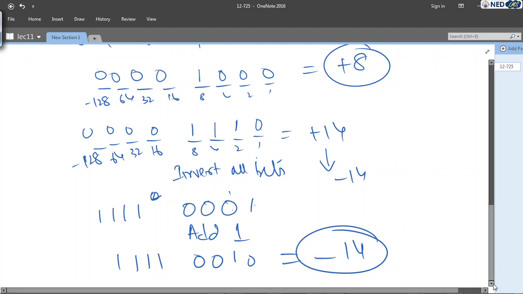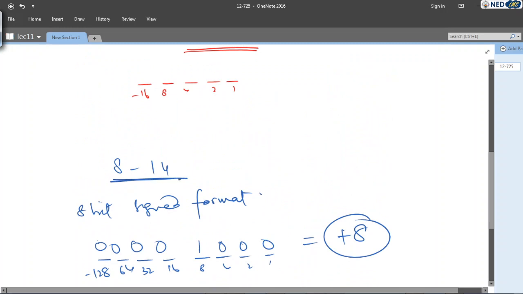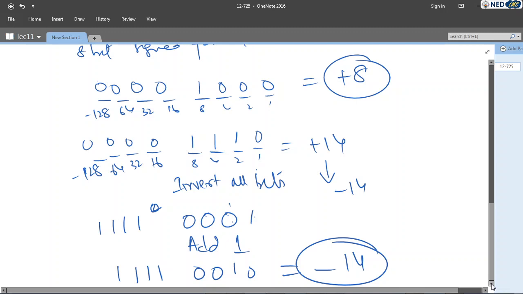Originally what I needed to do was 8 minus 14. So this is equal to 8 plus minus 14. I have the binary code for this, and I have the binary code for this, and I just need to add these two binary numbers together to see how the computer actually adds numbers in order to subtract them.